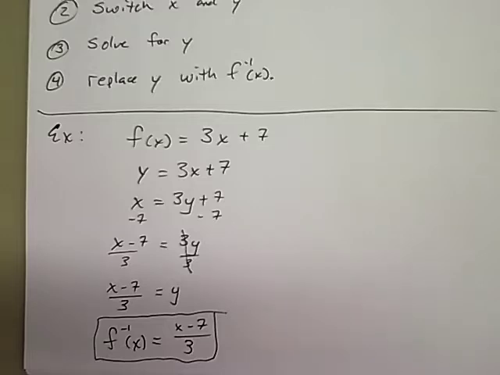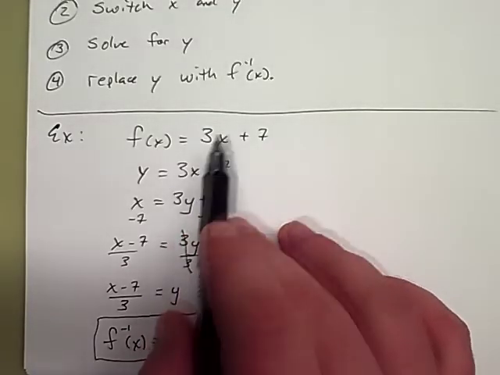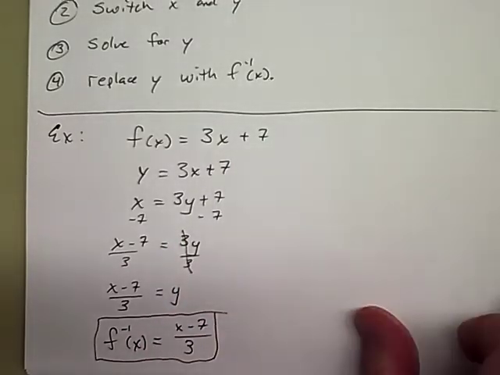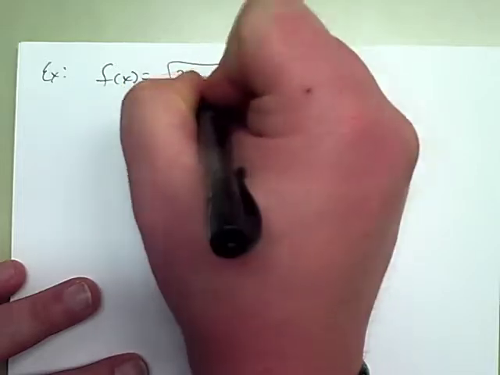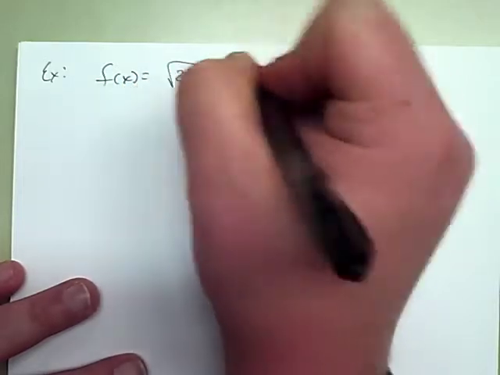That's a linear example, right? x is to the first power. Let's try one that's not linear, one that might provide a little bit more challenge to us. Here we go. Let's go with f of x equals the square root of 2x minus 1.